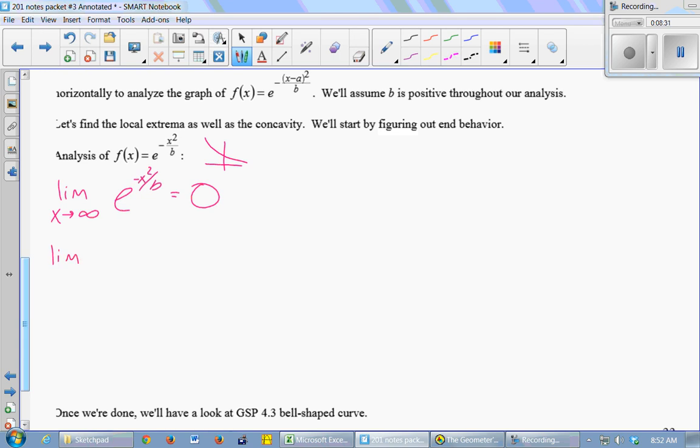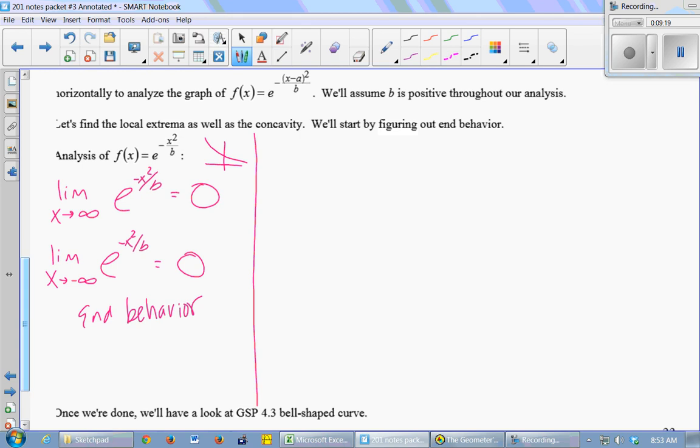Okay, and then what if I look at the limit as x approaches negative infinity? Yeah, but you're squaring it. When you plug in negatives into something that you square, it becomes positive. So this is exactly the same as what happened at positive infinity. All right, so we know the end behavior. Just label our work there, end behavior.